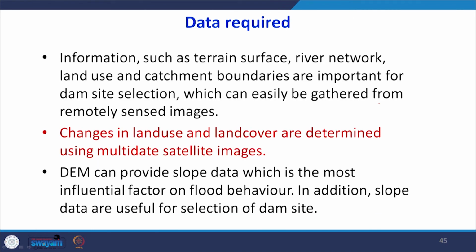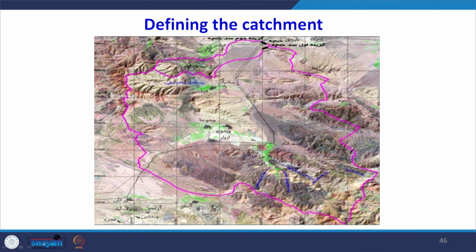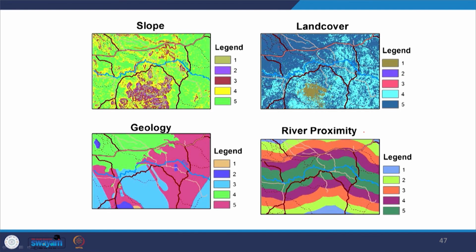So, once you collect the data from the various sources, satellite, field, soil map, digital elevation model, then you can club this data and determine which is the best location. So, this is from DEM defining the catchment. That pink area is the catchment area which is defined by the digital elevation model. These are the different layers which have been created in the GIS: slope layer, land cover, land use map, geological map, and river proximity maps. So, these are the different layers.